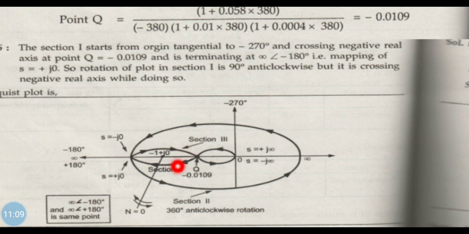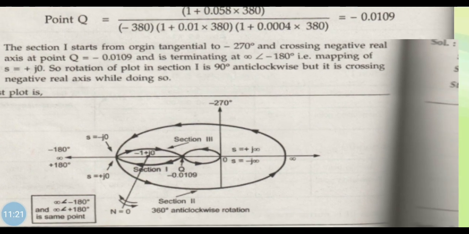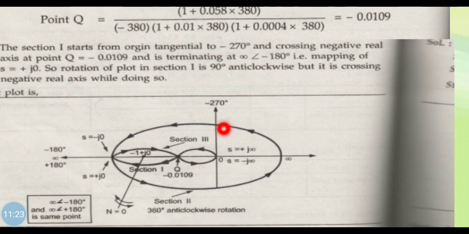Then what is section 3? Section 3 is the mirror image of section 1. So this is your section 1. The mirror image of this section 1 will be exactly opposite of that. So this is the mirror image of section 1.